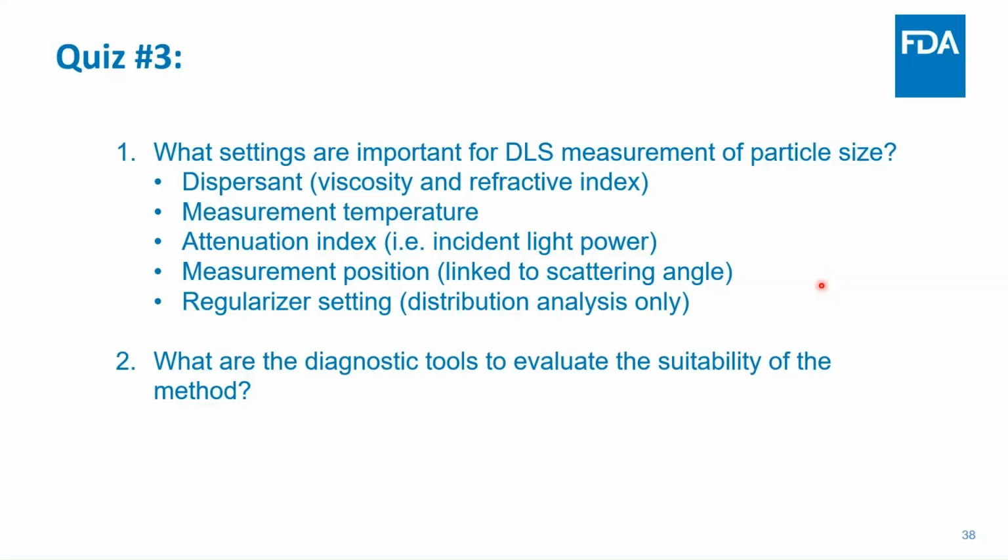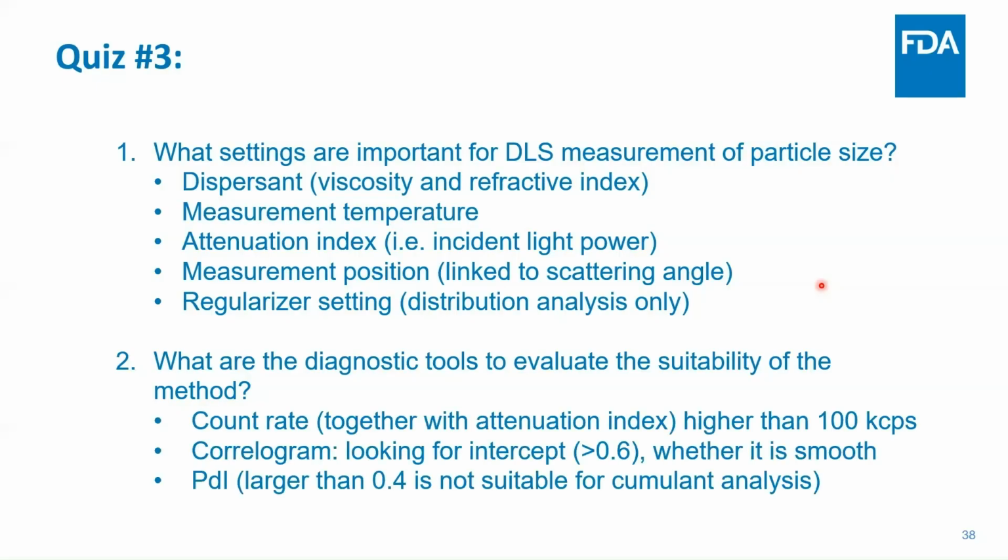And then what diagnostic tools are there to evaluate the suitability of a method? I think I mentioned a couple of these recently. But in general, yeah, count rate is one of the number ones. So count rate together with attenuation index is a function of the concentration of the system. Repeatability, I see, that's also good. You want to make sure that you're above 100,000 counts per second. That's true.